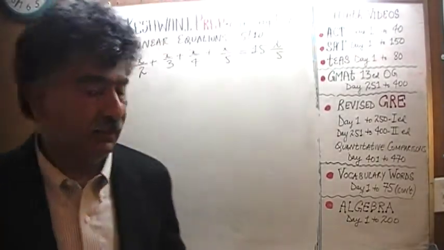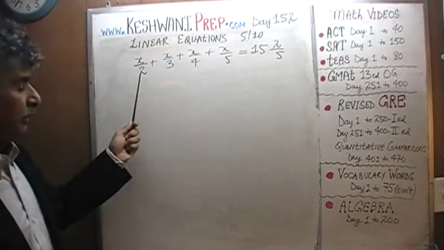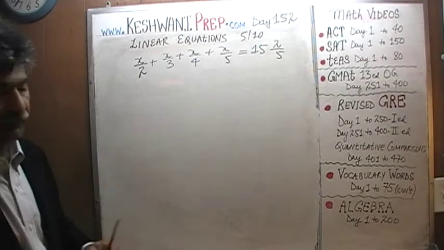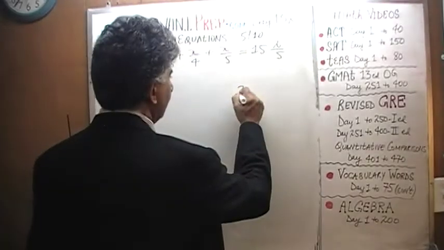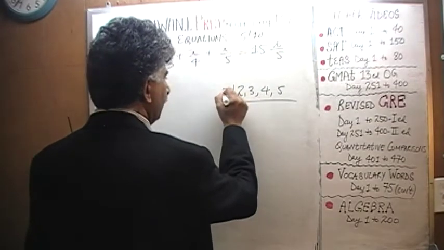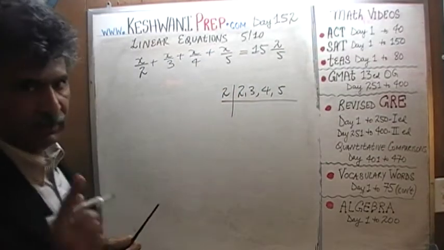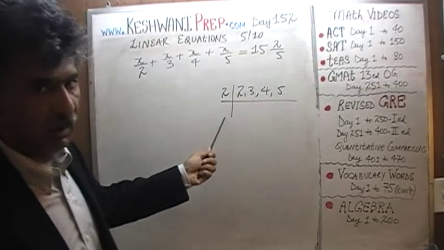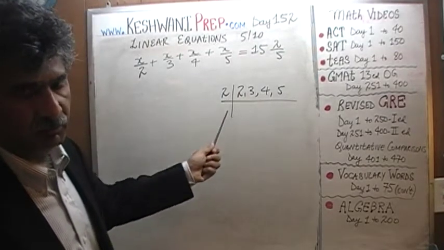The smallest number that we can find that is divisible by 2, 3, 4, and 5. Let's do it here. This is how we do it. 2, 3, 4, and 5. We have to be able to divide at least two of these numbers by what we put here. And of course, what we are putting here are prime factors.